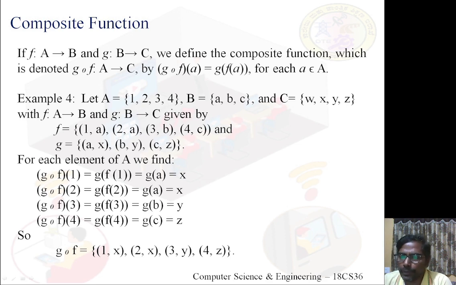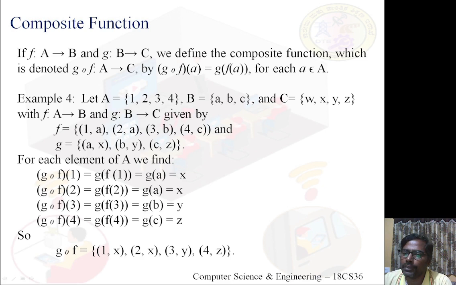Similarly, in function g from B to C, the element a of domain B is mapped to element x of codomain C. The element b of domain B is mapped to element y of codomain C. The element c of domain B is mapped to element z of codomain C. In this case, the codomain of function f is nothing but the domain of the function g.